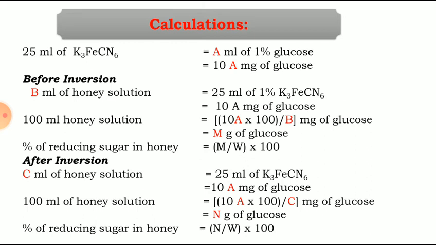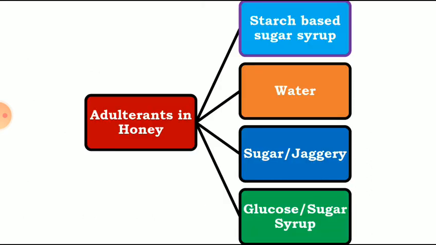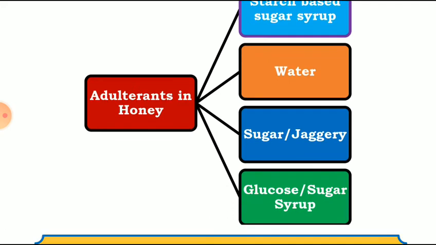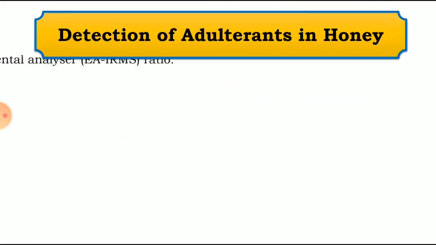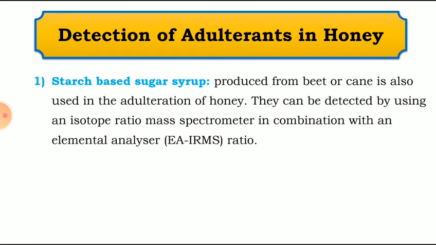Okay, now we will see adulterants in the honey. There are a total of 4 adulterants. How we can identify those adulterants, that we are going to see now. First one, starch based sugar syrup. Second, water. Third, sugar or jaggery. And last one, glucose and sugar syrup. First we will see starch based sugar syrup.